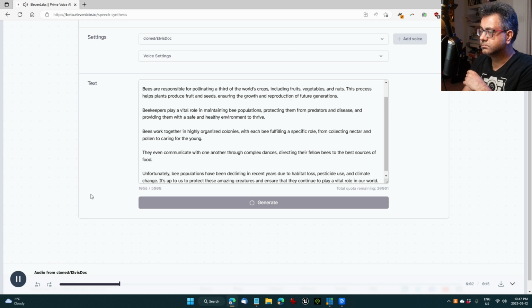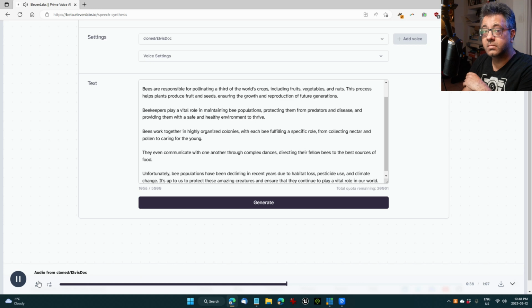Bees, one of nature's most essential creatures. Without them, our food sources would diminish drastically. Let's take a closer look at these amazing insects. Bees are responsible for pollinating a third of the world's crops, including fruits, vegetables, and nuts. This process helps plants produce fruit and seeds, ensuring the growth and reproduction of future generations. Beekeepers play a vital role in maintaining bee populations, protecting them from predators and disease, and providing them with a safe and healthy environment to thrive. Bees work together in highly organized colonies, with each bee fulfilling a specific role, from collecting nectar and pollen to caring for the young. They even communicate with one another through complex dances, directing their fellow bees to the best sources of food.